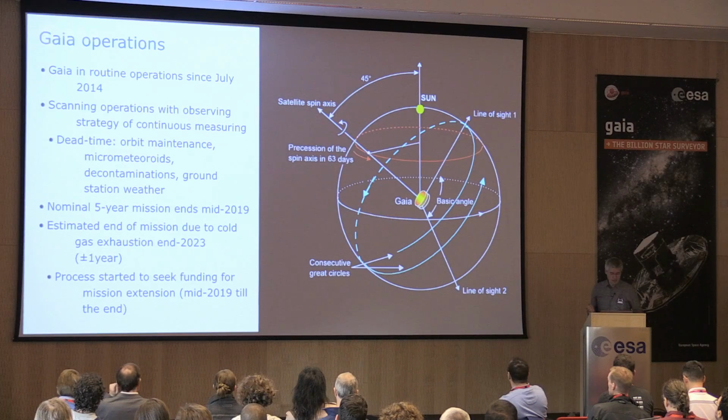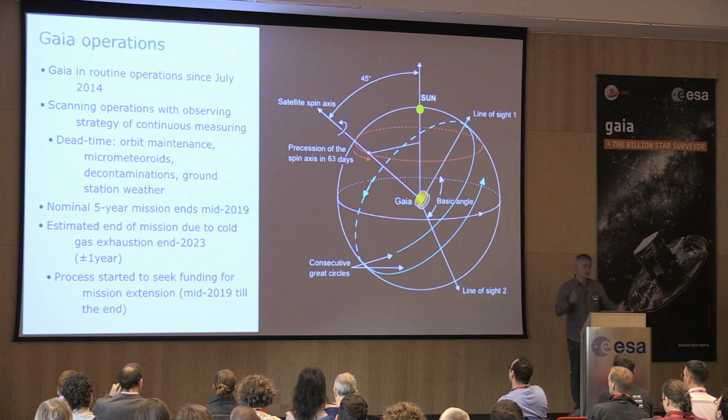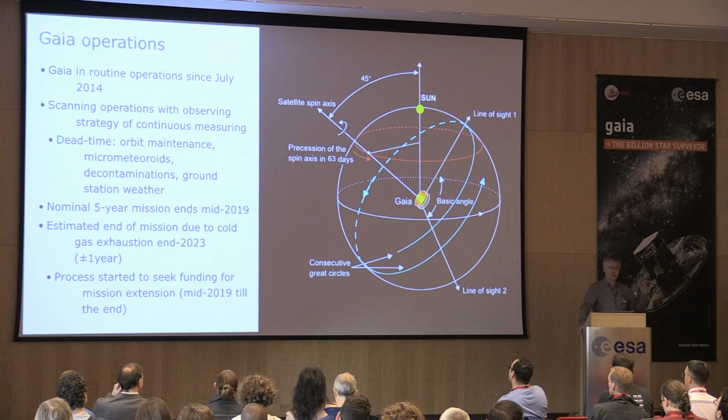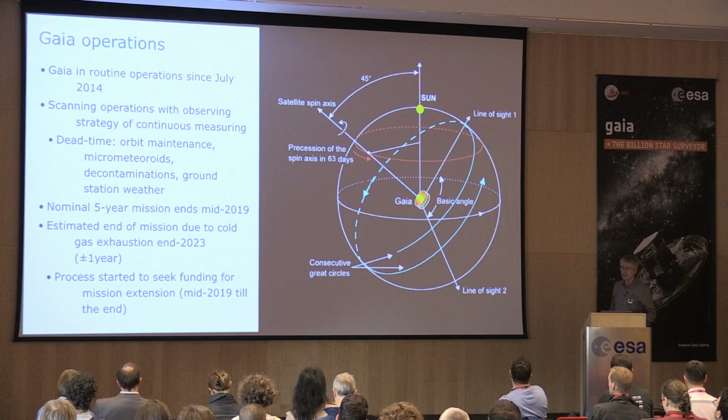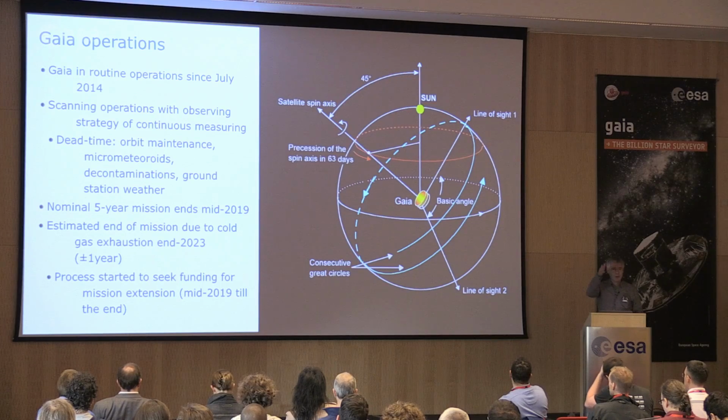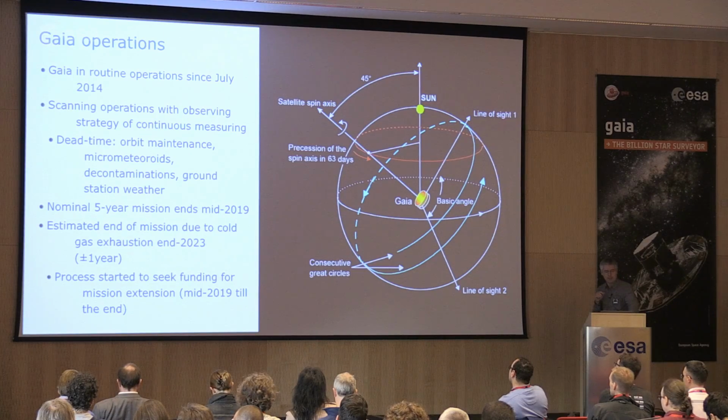It's a guess. And of course, we sometimes have weather problems at the ground stations, so we lose some bits of data. It can be a storm at one of the ground stations. There is no memory on Gaia of what data was sent down, so when it's sent down, whether it's received or not. Now the nominal 5-year mission, so we are approaching the halfway point, is ending mid-19.